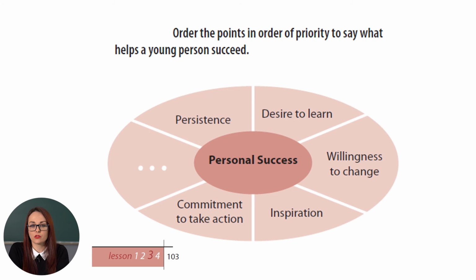Now, going back to the successful story that Mark Zuckerberg has shared with the world, can you order the points in this diagram according to your own priorities that would help you in becoming more successful? You have such clues as persistence, desire to learn, willingness to change, inspiration, commitment to take action. What would you add?